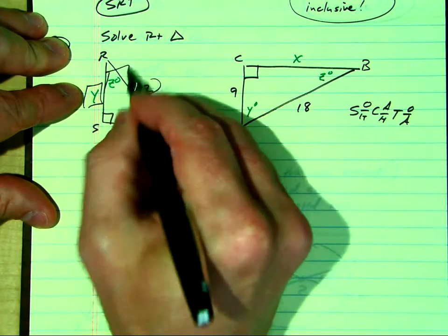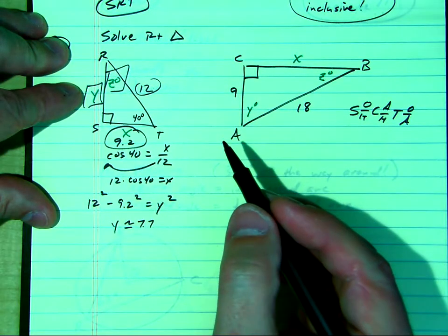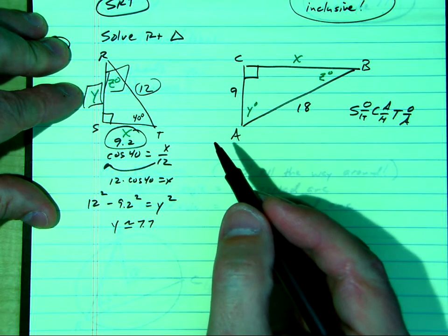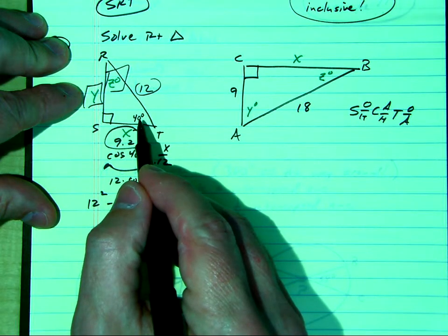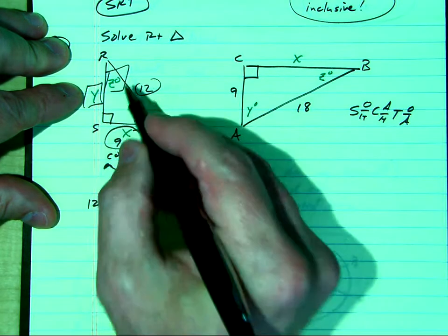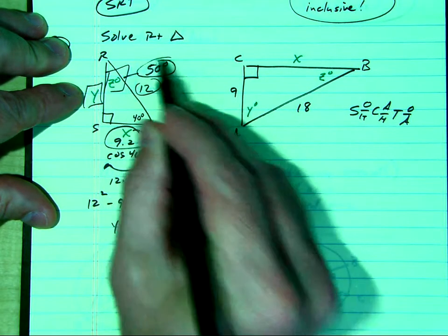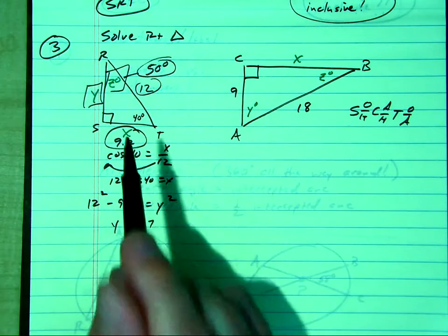How do we find angle Z really quickly? Anybody? Nobody knows how to find Z? Angle sum theorem, that's right. 90 plus 40 is 130. Subtract that from 180. Z must be 50 degrees. Okay? That's the easy version.